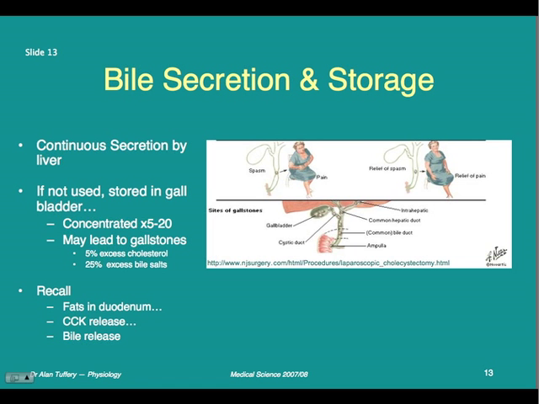It's continuously secreted. There is a gall bladder. So here's a little diagram. The liver is up the top. There's the gallbladder, it backs up into the gallbladder and it's stored there, where it can be concentrated by up to 20 times.